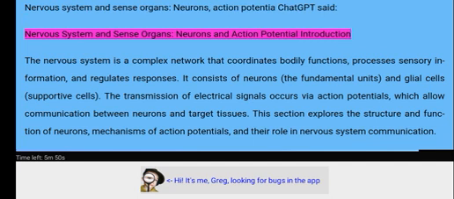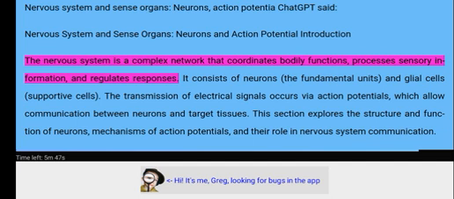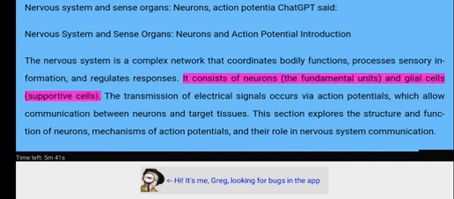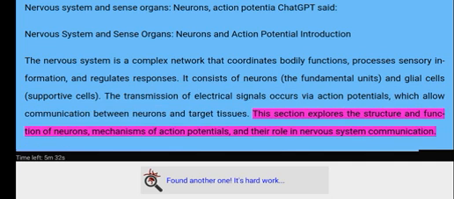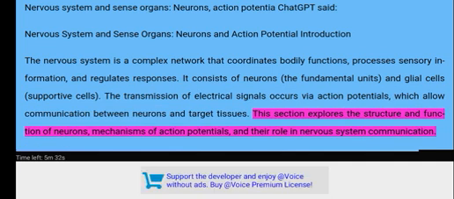Neurons and action potential. Introduction. The nervous system is a complex network that coordinates bodily functions, processes sensory information, and regulates responses. It consists of neurons, the fundamental units, and glial cells, supportive cells. The transmission of electrical signals occurs via action potentials, which allow communication between neurons and target tissues. This section explores the structure and function of neurons, mechanisms of action potentials, and their role in nervous system communication.